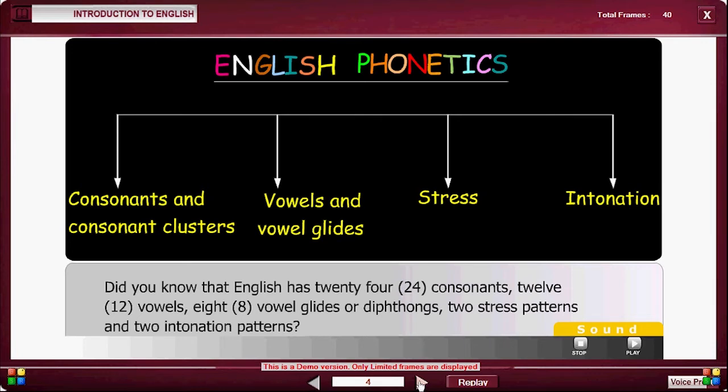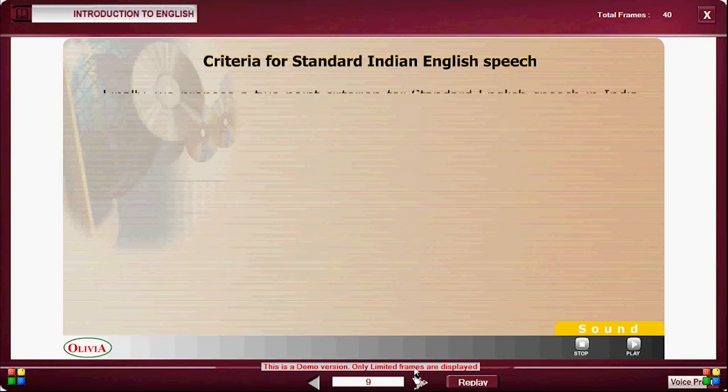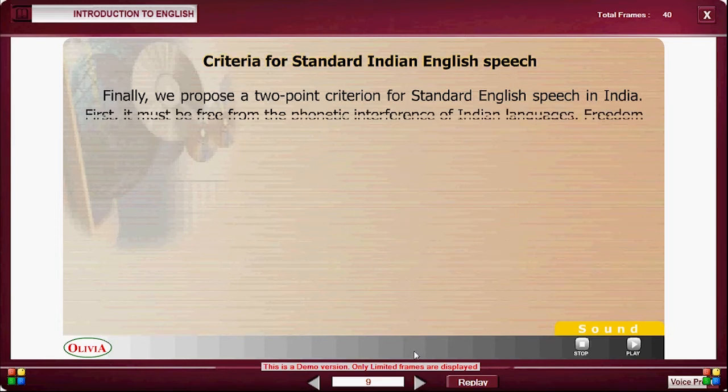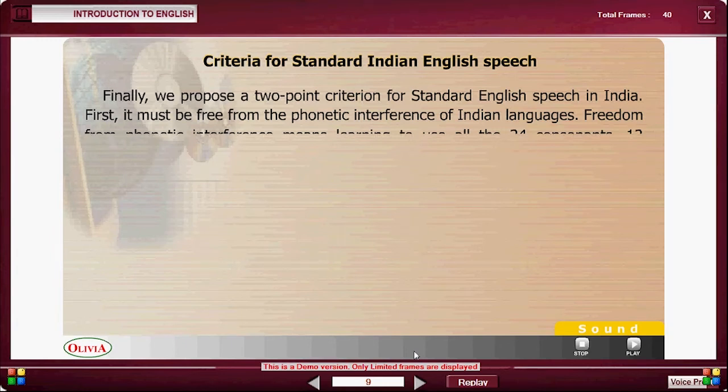Let us go to the next frame. Criteria for standard Indian English speech. Finally, we propose a two-point criterion for standard English speech in India. First, it must be free from the phonetic interference of Indian languages.